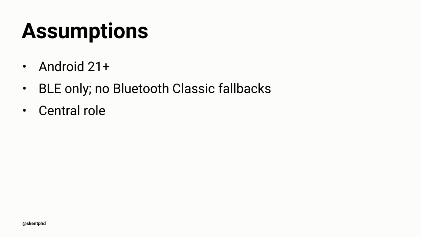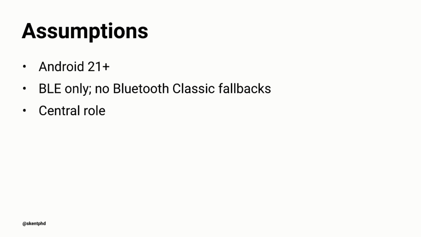So to my mind, if I'm building a North America only app now, I'm never not going to target Lollipop. BLE is a lot better as of Lollipop. It exists back to late Jelly Bean, but it's a lot more hairy. I'm also going to talk only about BLE and not worry about Bluetooth Classic fallbacks.